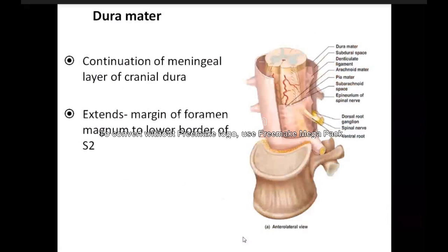Now this figure also you can see. This is the dura mater, and it is also the continuation of the meningeal layer of the cranial dura. The cranial dura consists of two layers, meningeal and endostal, and this is the continuation of the meningeal layer of the cranial dura. Below, it extends up to the second sacral vertebra. So this is the dura, the outermost. Now coming to the spaces.